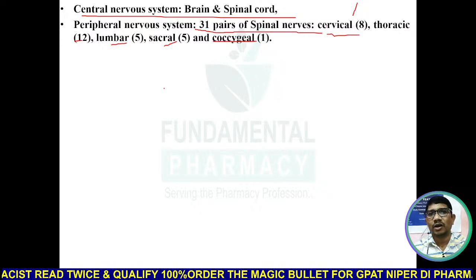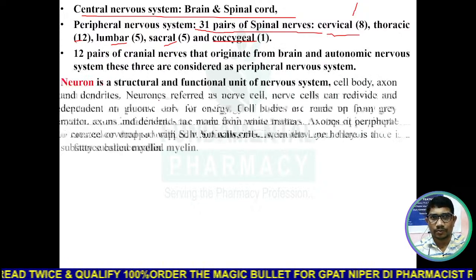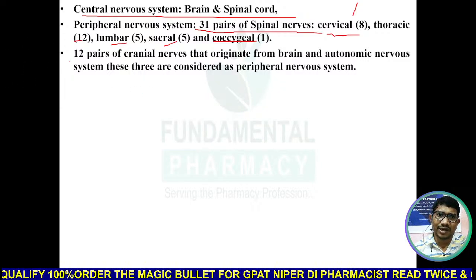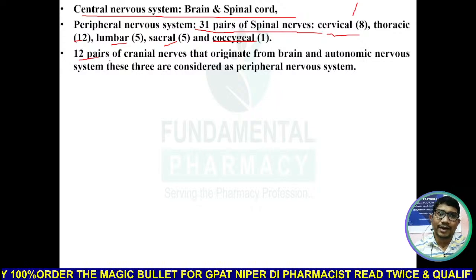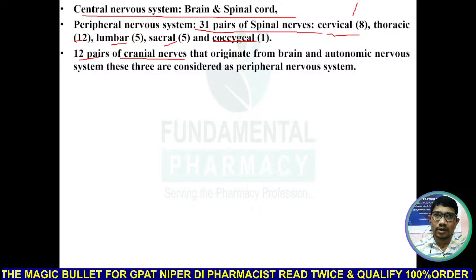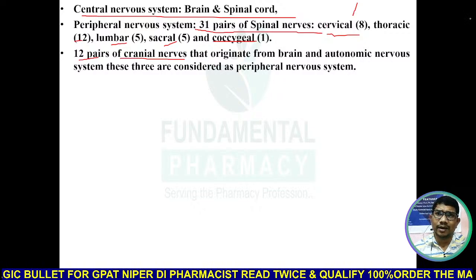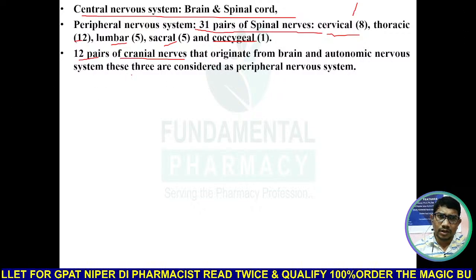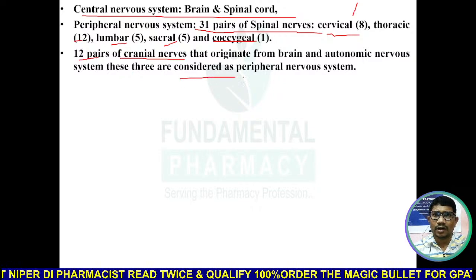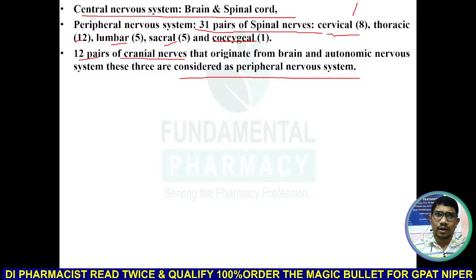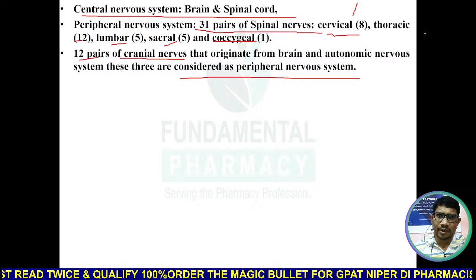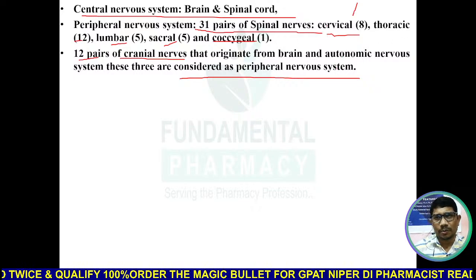31 pairs of spinal nerve and 12 pairs of cranial nerve. So in the peripheral nervous system you have 31 pairs of spinal nerve and 12 pairs of cranial nerve. ये आपके cranium से आएंगे, मतलब खोपड़ी से. That originates from brain and autonomic nervous system. These three are considered as the peripheral nervous system. In the CNS you have brain and spinal cord. In the PNS you have 31 pairs of spinal nerve, 12 pairs of cranial nerve. Okay.